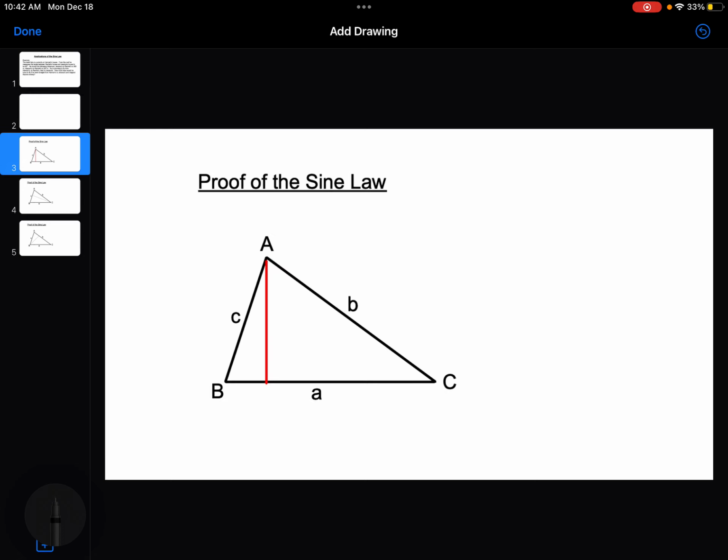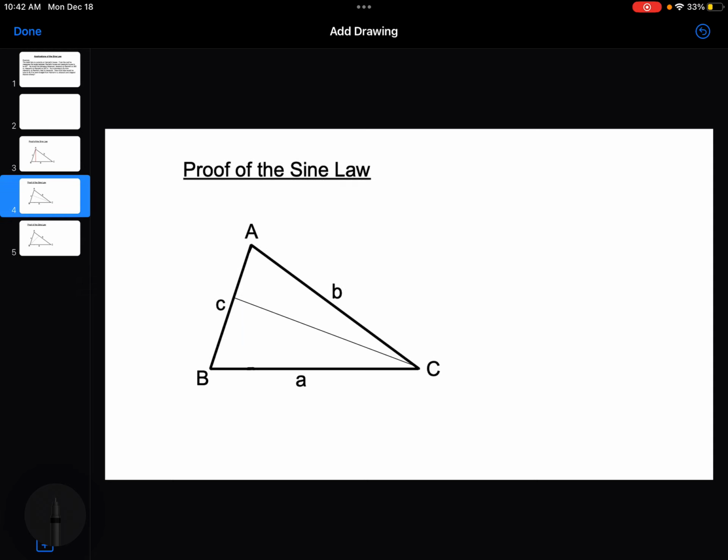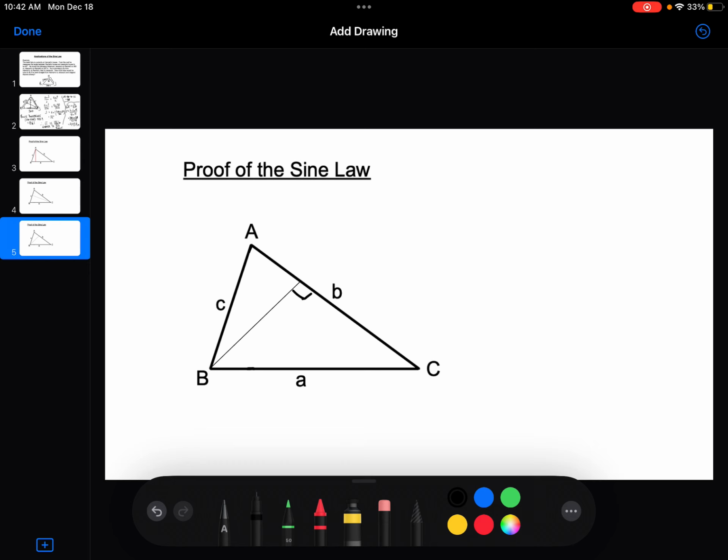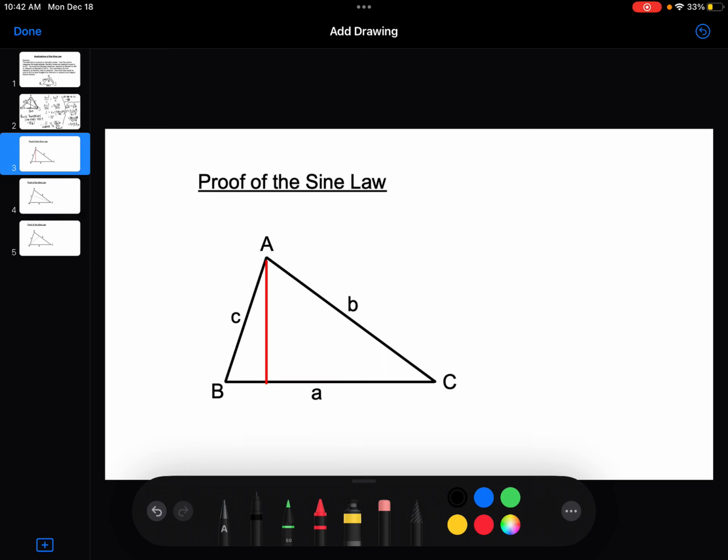Just a quick proof of the Sine Law. I know a lot of people struggle with visualizing this, and I've shown that I've got all of the triangles here, so it can be any of these. All we're doing is making a right angle regardless of where we're looking, and then all of them work the same. I'm just going to show you the one that's with B and C, but all three of them work exactly the same.